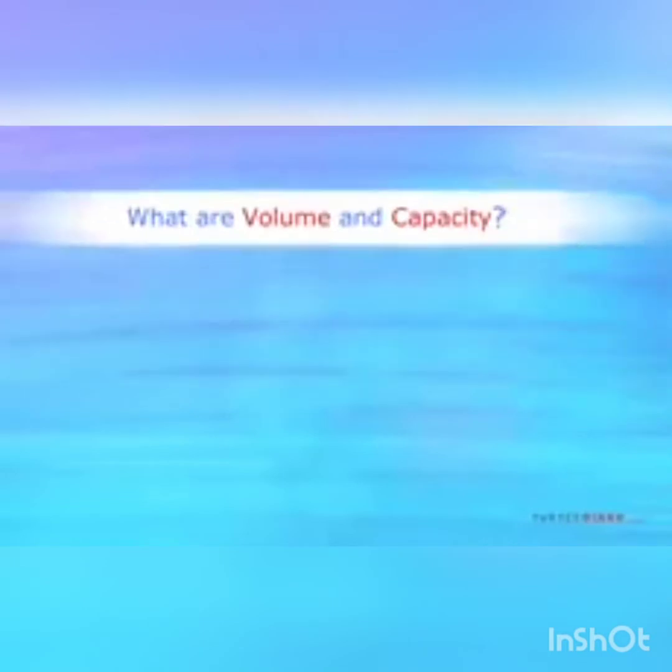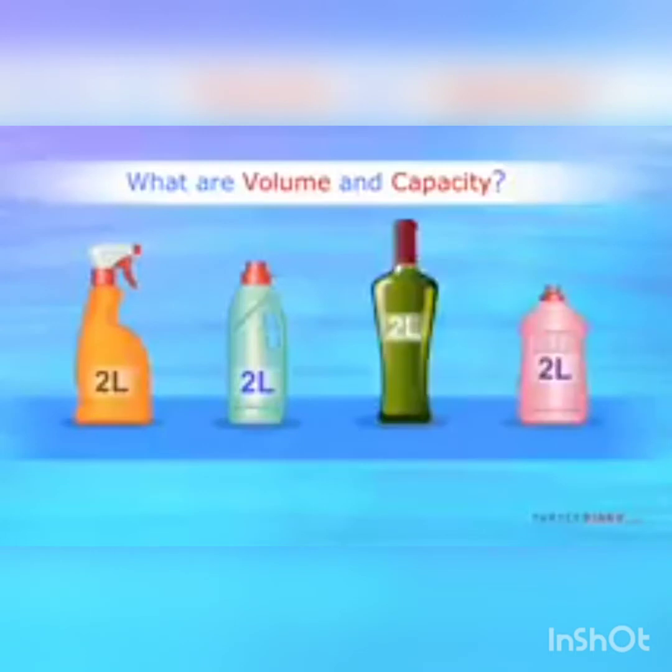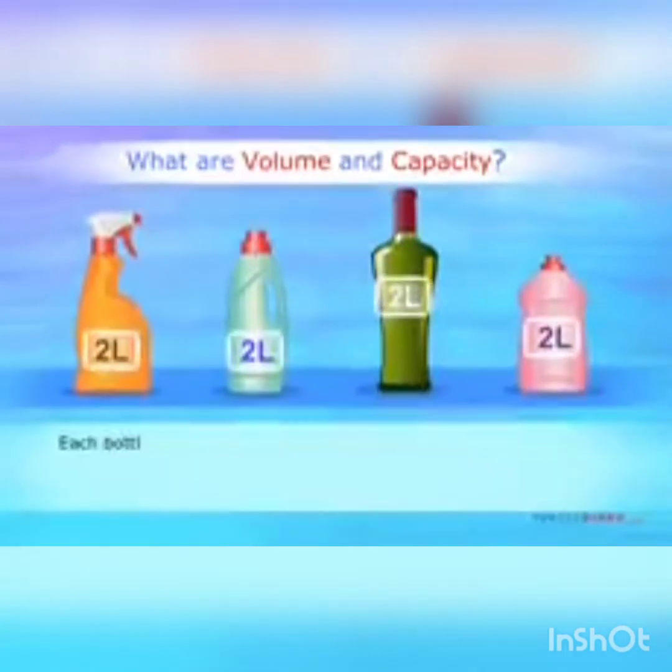What are volume and capacity? Look at the following bottles. They all look different. They have different shapes, different heights, different colors, and different liquid inside. But they have one common property. The amount of liquid inside the bottles is the same. Each bottle holds 2 liters of liquid.